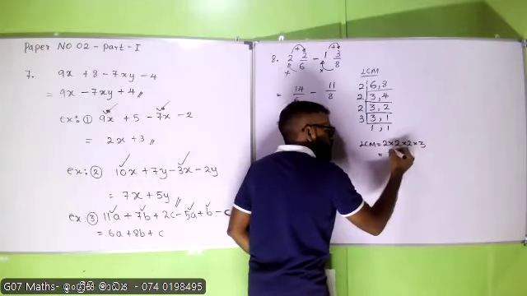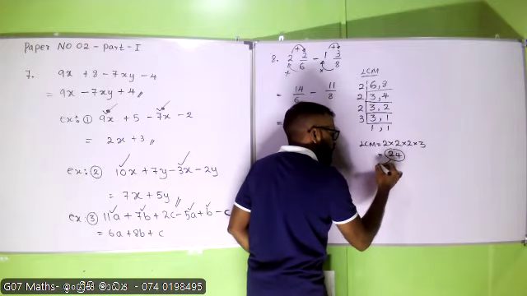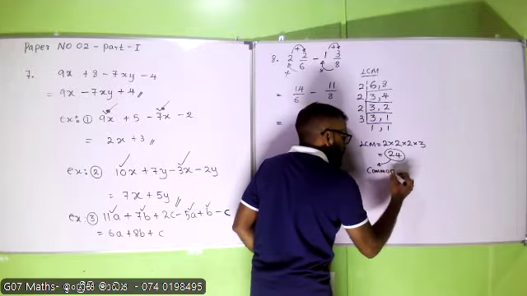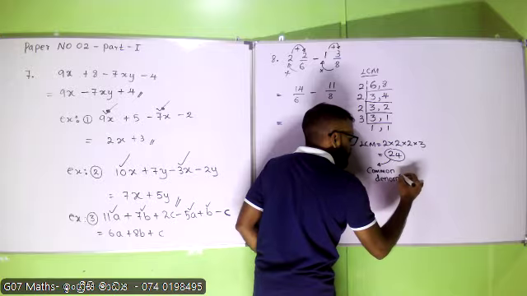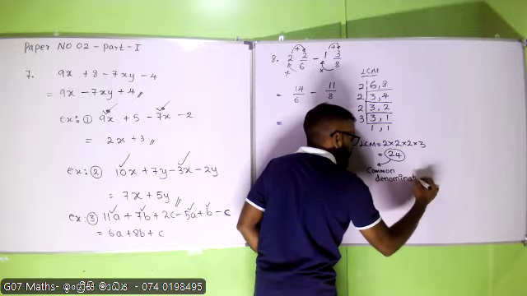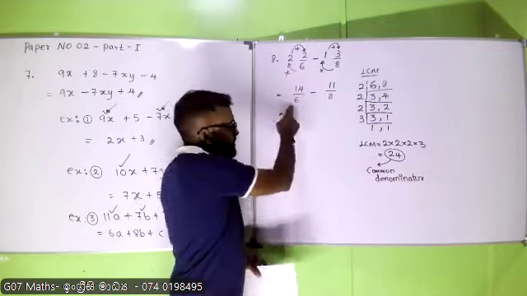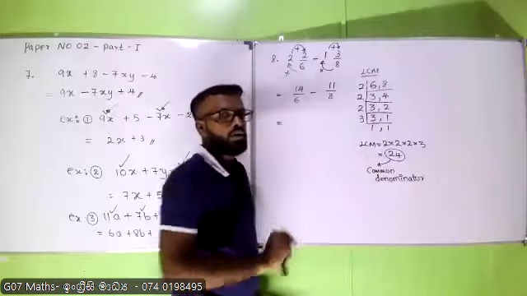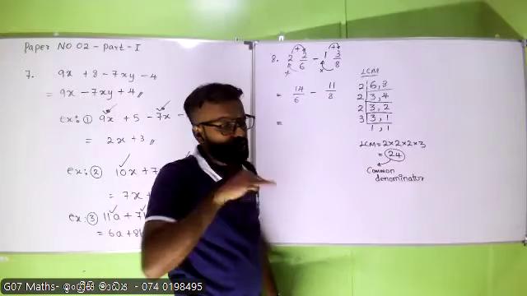So this 24 should be our common denominator. So we are going to convert our 6 into 24, and we are going to convert our 8 into 24. Now, multiplication table. You need to learn that by heart.